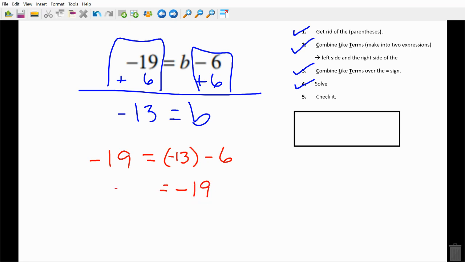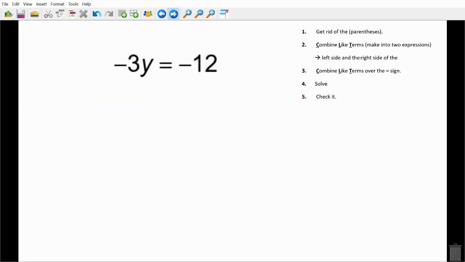Is that a surprise? Heck no, because we know how to math. So ready? Negative 19 equals negative 19. Put a smiley face right there, because guess what? We just checked it, and we got it right. You know what that means? Moving on.